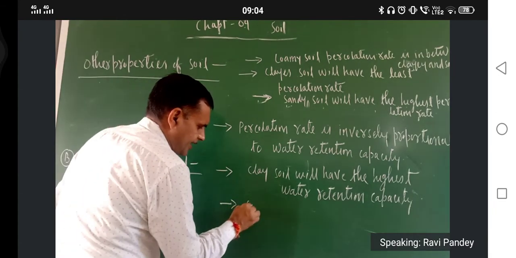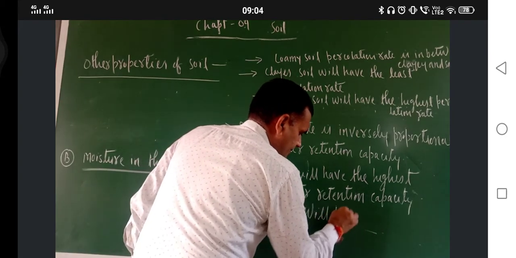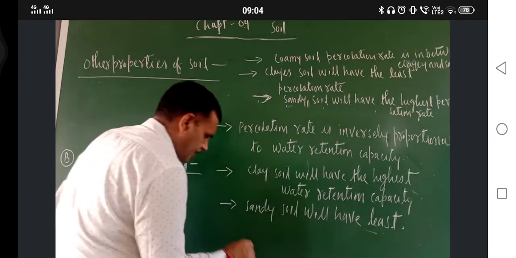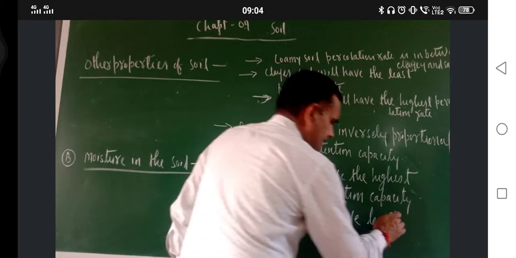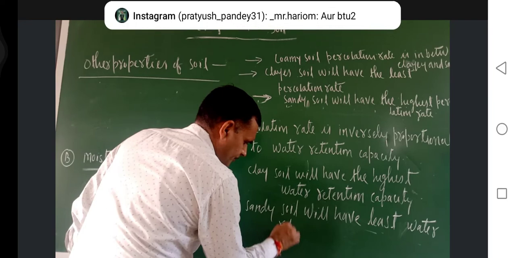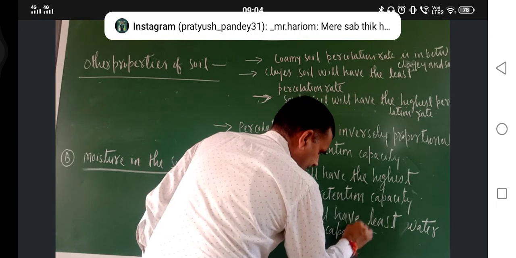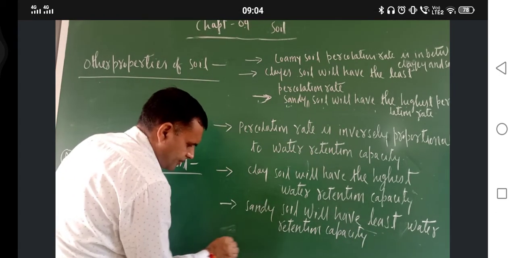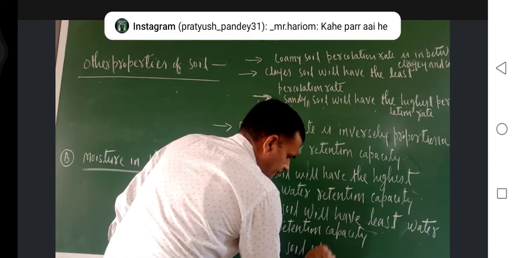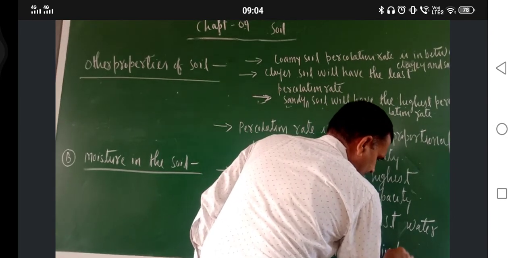Next one, sandy soil will have the least water retention capacity. Next one is loamy soil. Loamy soil will have in between.